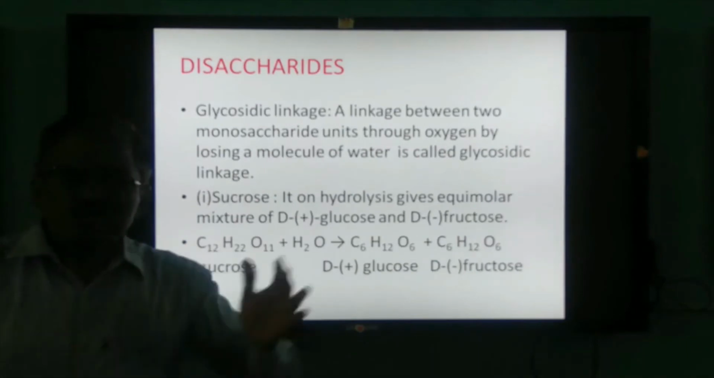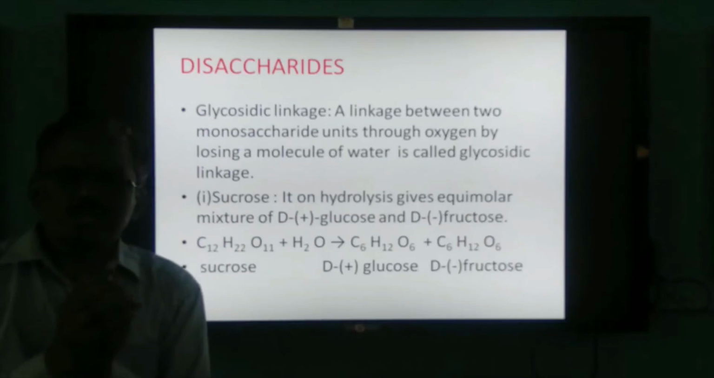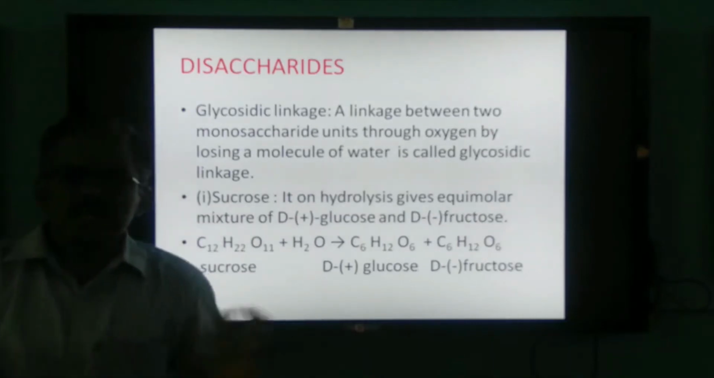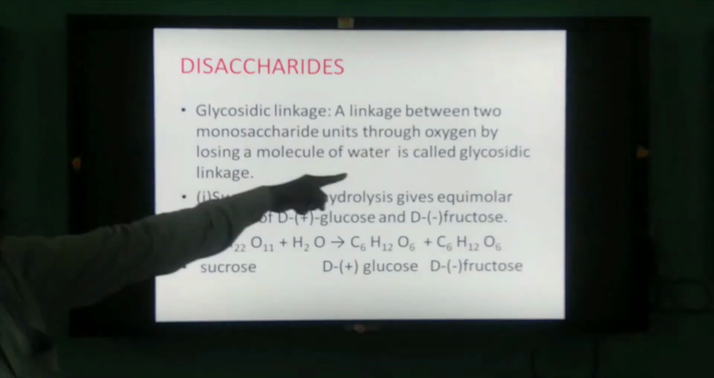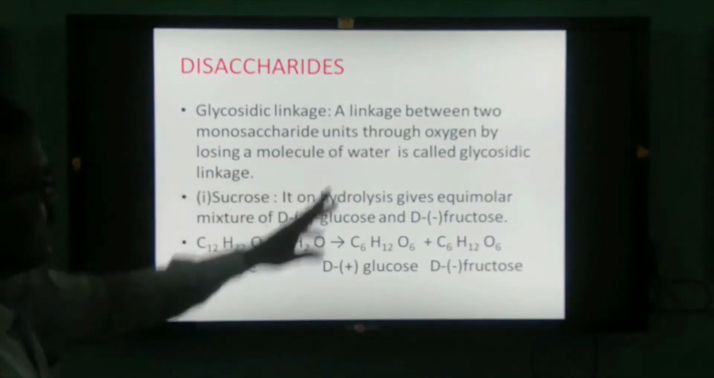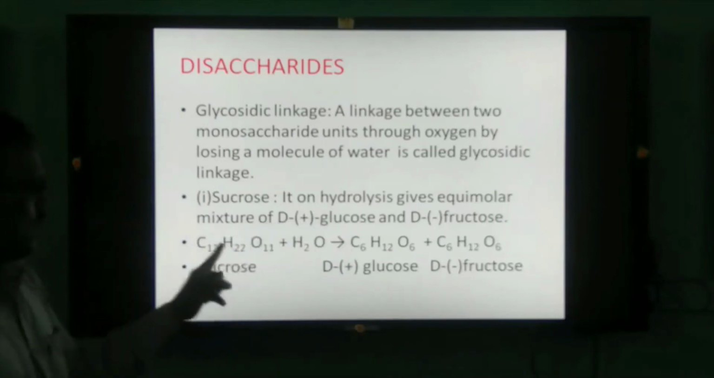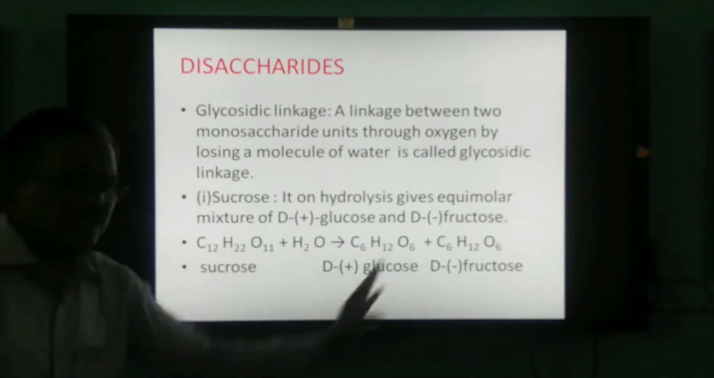When two monosaccharides are joined together to form a disaccharide by losing a molecule of water, they are connected by an oxide linkage, and that is called a glycosidic linkage. That link through oxygen we call a glycosidic linkage. The best example is sucrose, which on hydrolysis gives an equimolar mixture of glucose and fructose, of course D glucose and D minus fructose.